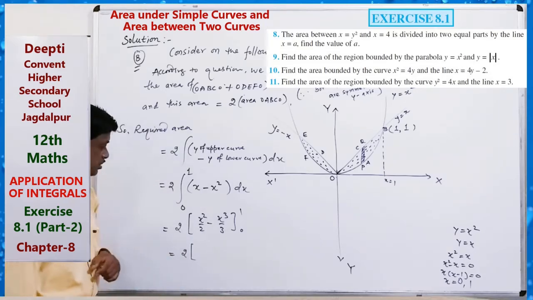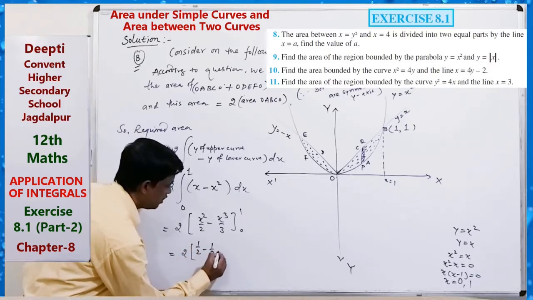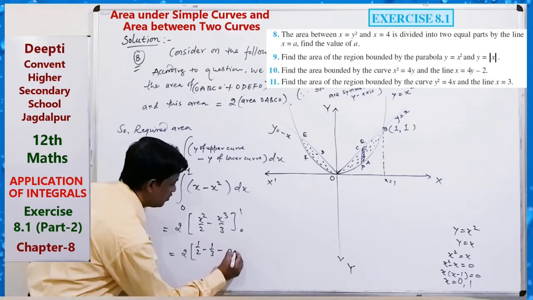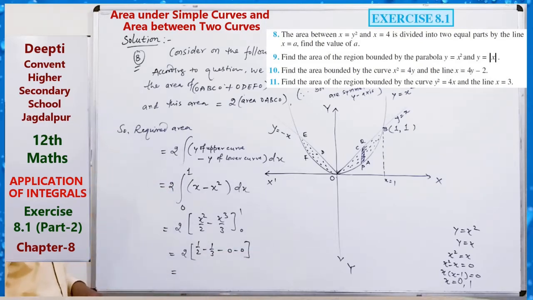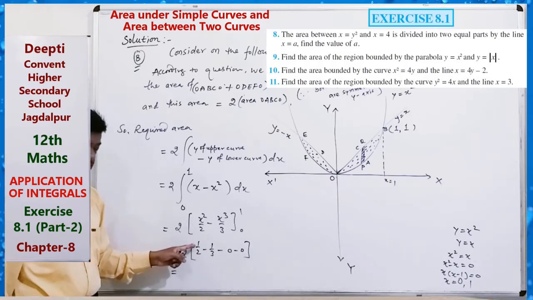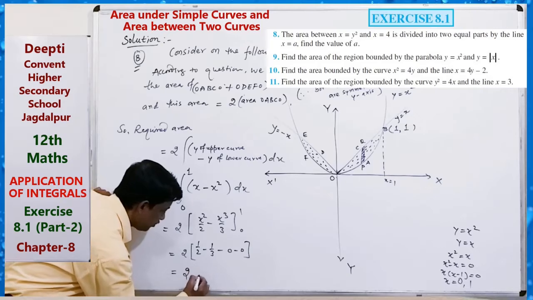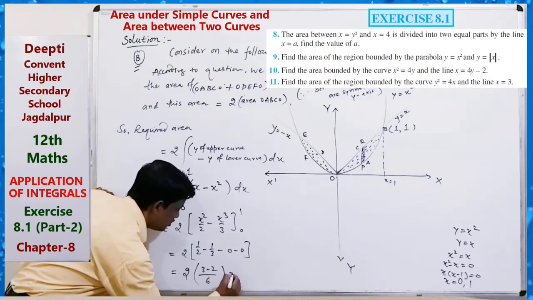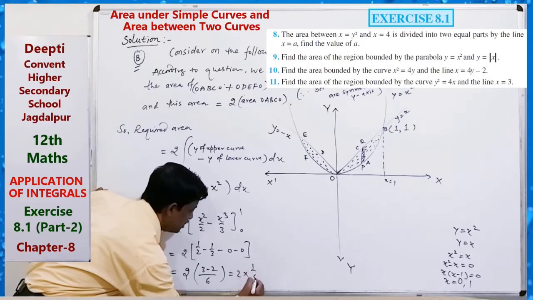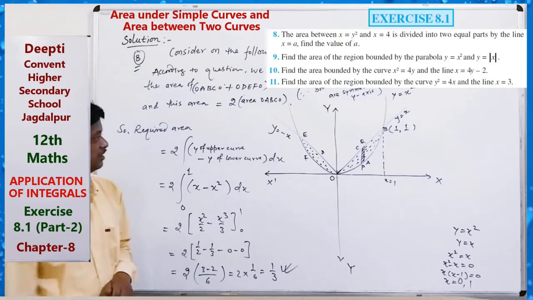Clear? So 1 by 2 minus 1 by 3 minus 0, 0. So what? 6, 2 into 6, 3 minus 2. So equals to 2 into 1 by 6 equals to 1 by 3. 1 by 3 is the answer. Clear?